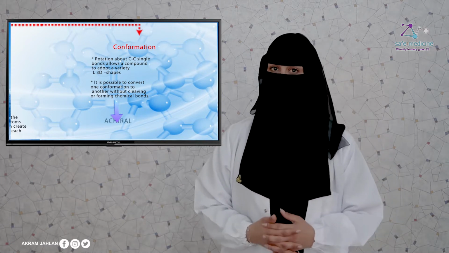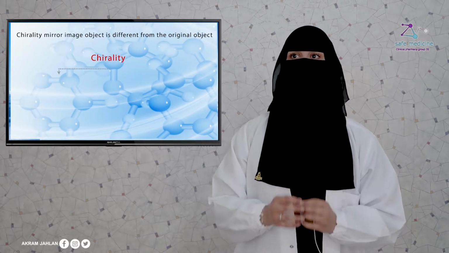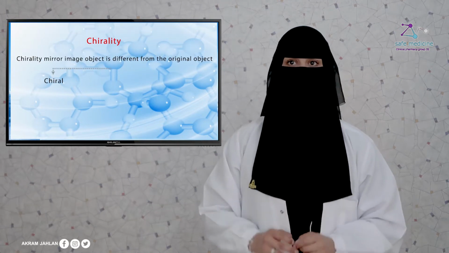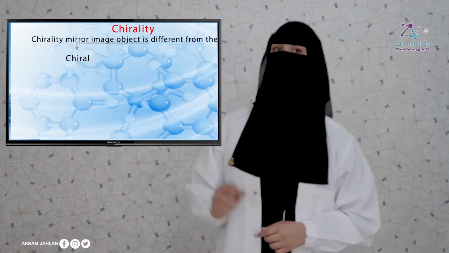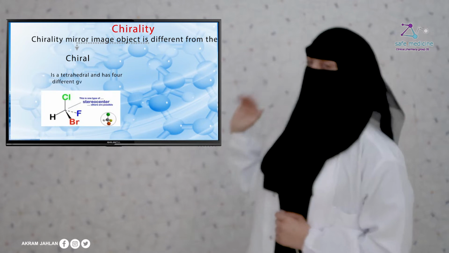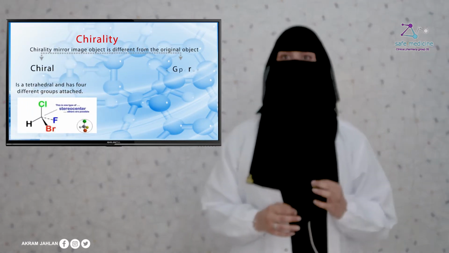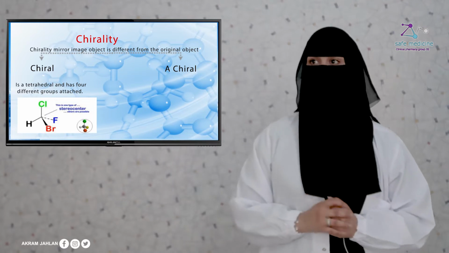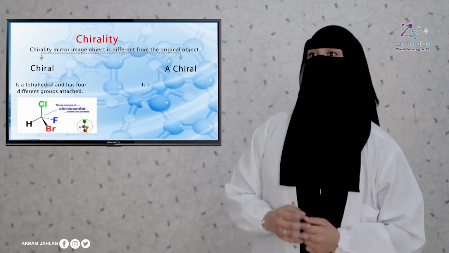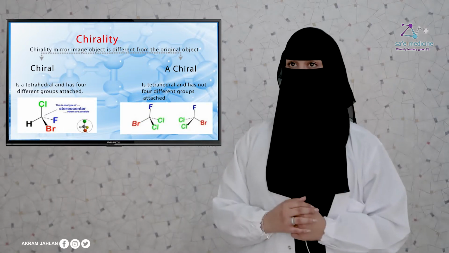For example, chirality. A chiral object's mirror image is different from the original object. Chirality has 2 types: chiral and achiral. Chiral is a tetrahedral with 4 different groups attached. Achiral is a tetrahedral that does not have 4 different groups attached.